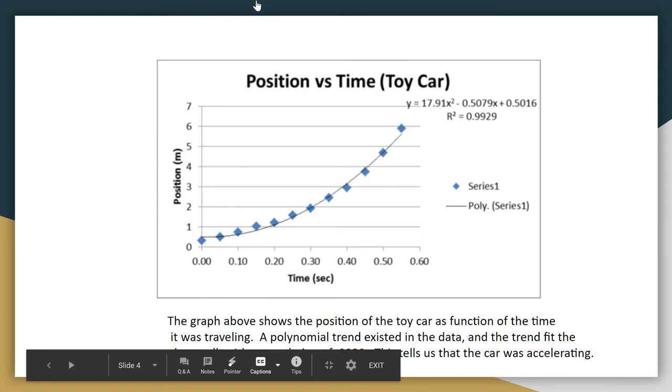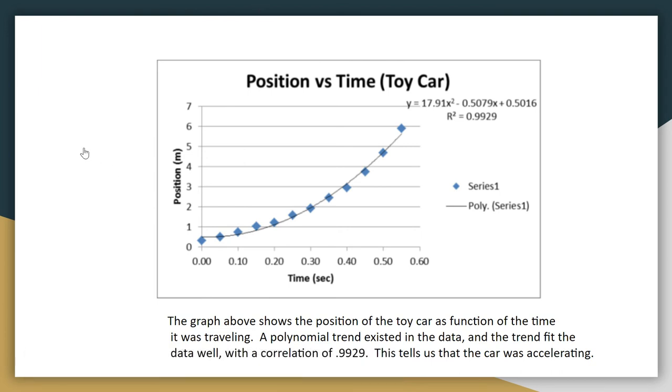So notice what I did here. At the bottom here I said the graph above shows the position of the toy car as a function of the time it was traveling. A polynomial trend existed in the data, and the trend fit the data well with a correlation of 0.9929. This tells us that the car was accelerating. We can see that because the position it covers every second is more than the second before.